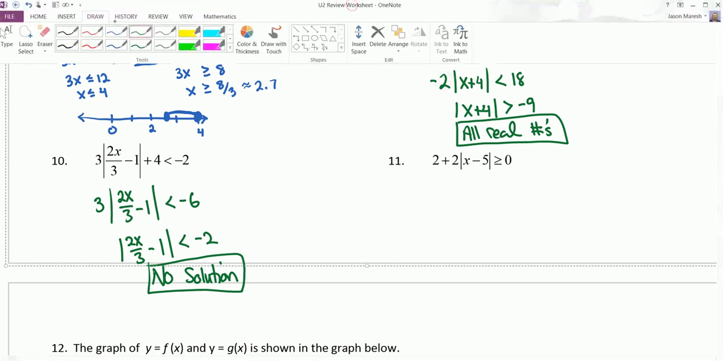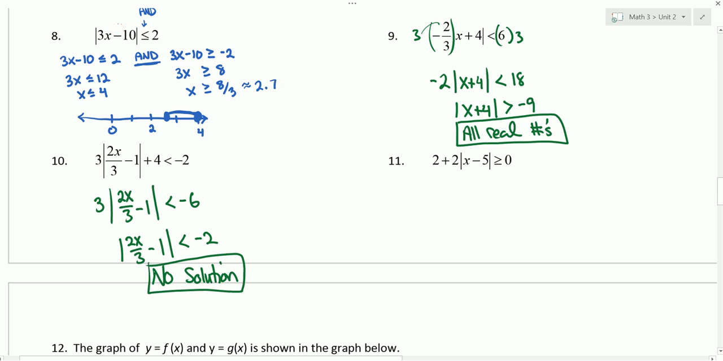Number 11. First I'm going to subtract 2 from both sides. So 2 times the absolute value of x minus 5 is greater than or equal to -2. And then I'm going to divide by 2 and get the absolute value of x minus 5 is greater than or equal to -1.